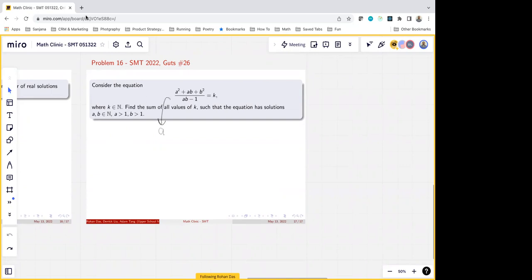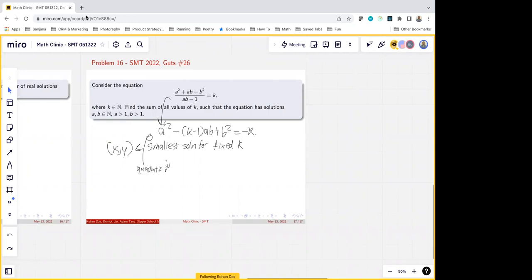This gives a squared minus (k minus 1)ab plus b squared is equal to negative k. And first we can try to use a technique commonly found in quadratic expressions such as these, which is called Vieta jumping. So we can start with a solution x comma y. We can say this is the smallest solution for a certain k. And then we can consider this as a quadratic in either x or y. Let's say in x for now.